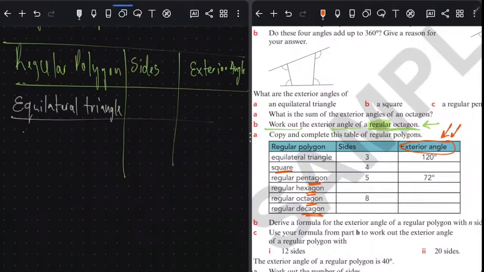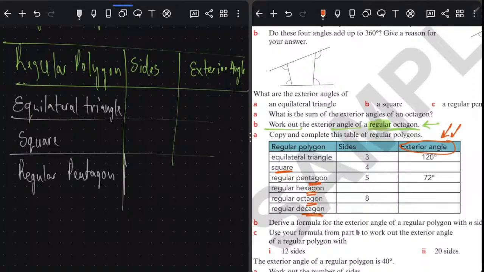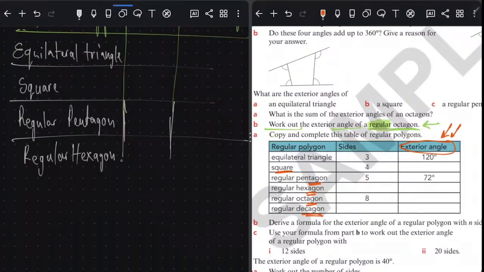Equilateral triangle, square, regular pentagon. You tell me how many sides it has, then you tell me the size of the exterior angle. Regular hexagon. Don't let me down. You know what the word regular means. You can find this.